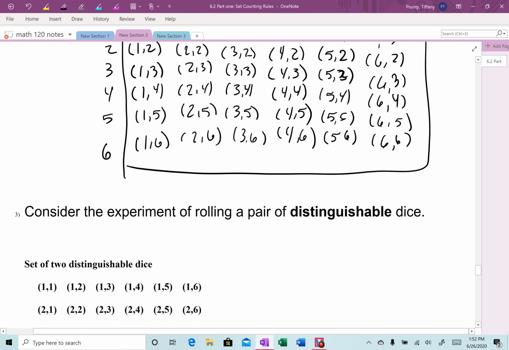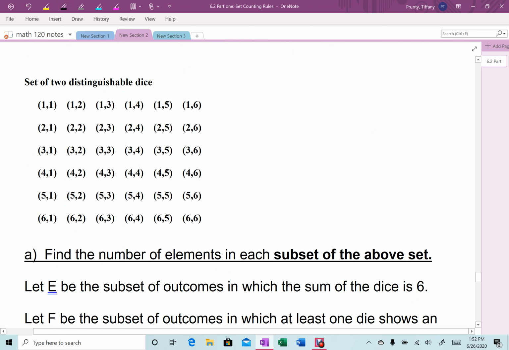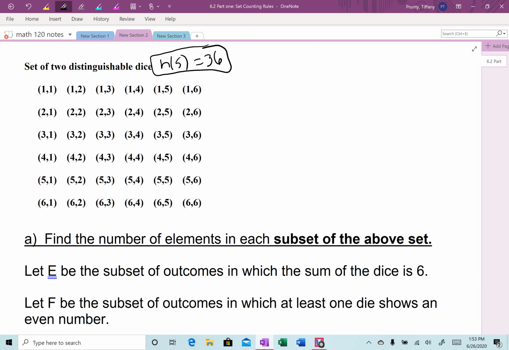Alright, so consider the experiment of rolling a pair of distinguishable dice. That's what I drew up here. I went ahead and put a nicer one in because I know my handwriting tends to be messy on my tablet, and I wanted to make sure I had a nice clean set to work with. It's the same set I had above. Numbers are in slightly different order, but it's the same 36. I just flipped where my 1 and my 2 went. But they're all the same. So the total number in my universal set is 36. If you count them, there are 36 possible outcomes if I roll 2 distinguishable dice. Either they're 2 different colors, or I did the first roll and the second roll. So the 1-1 represents the first number is the first roll, the second number is the second roll, or the first number is the red dice, the second number is the white dice.